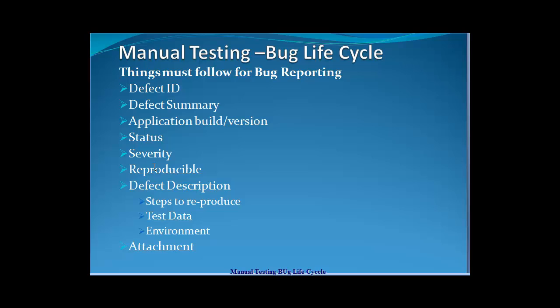Defect description. This is one of the most important things while reporting the defect. Under defect description, we clearly mention what the expected behavior of the application was and what a test engineer found during the execution of the test case.